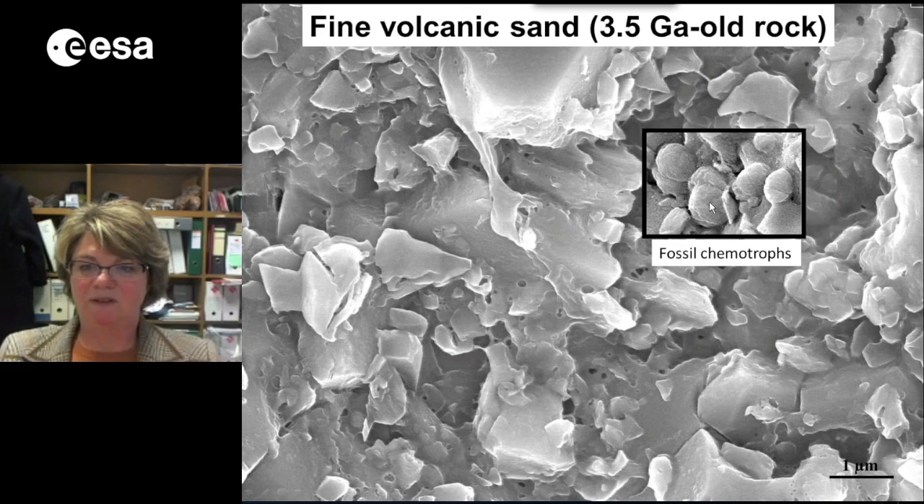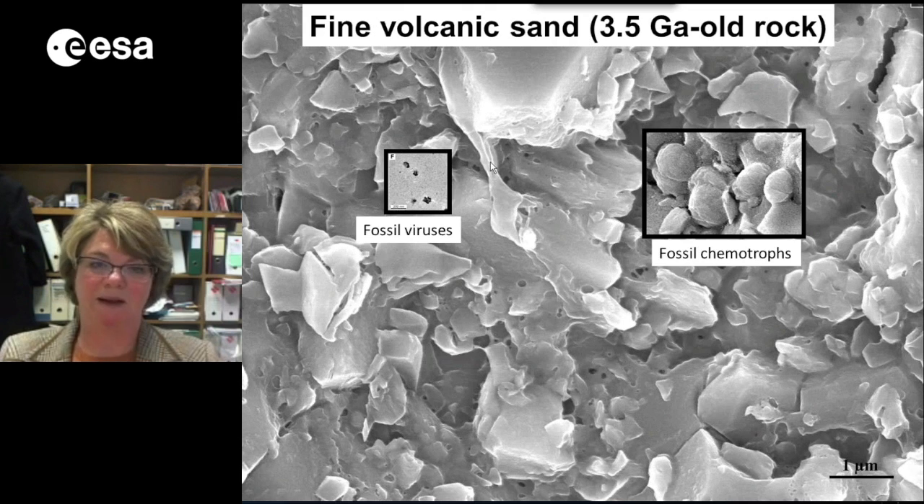I have put into context here the kinds of microorganisms that occur in this particular sediment, the fossilized microorganisms, the fossil chemotrophs. Now let's have a look at the fossil viruses, what they would look like. This is what we would be seeing, and here is a scale bar at 1 micron.